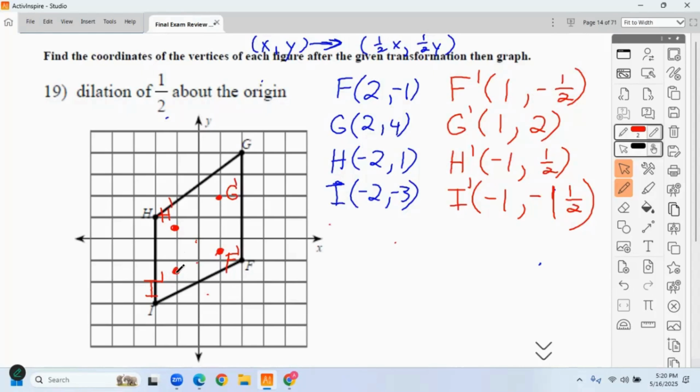Now let's go ahead and connect some points here. All right, awesome. So nice. Very good. This dilation is completed. So we're going to move on from number 19 to 20.